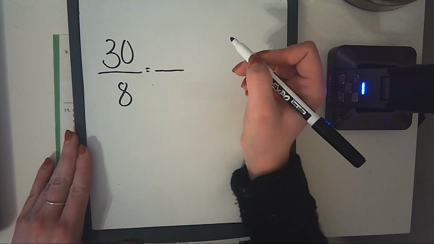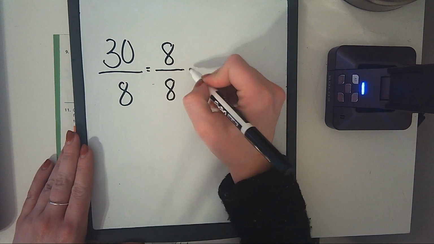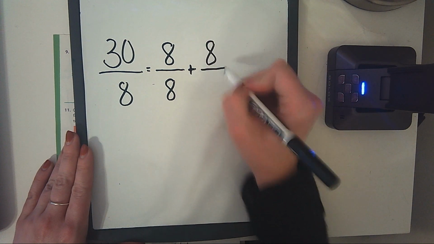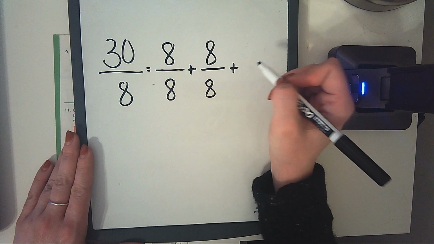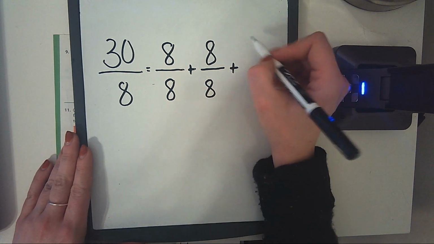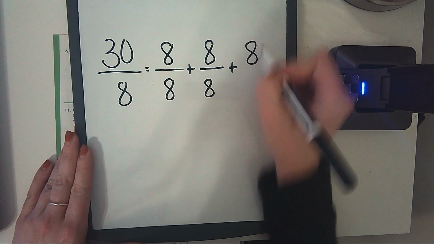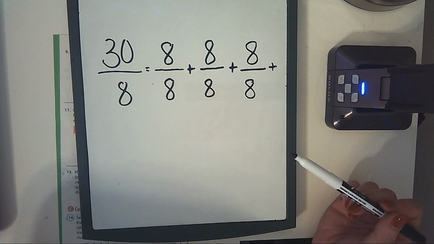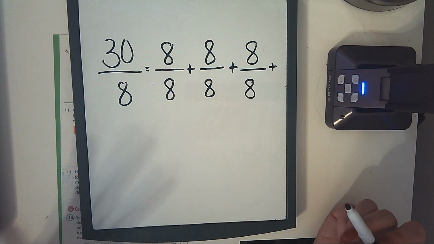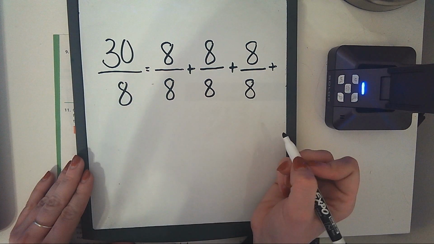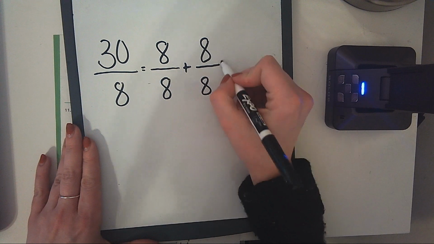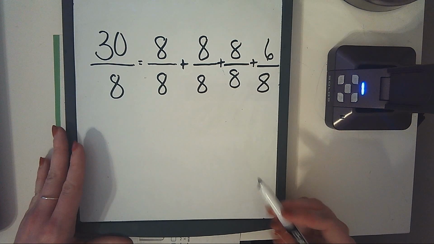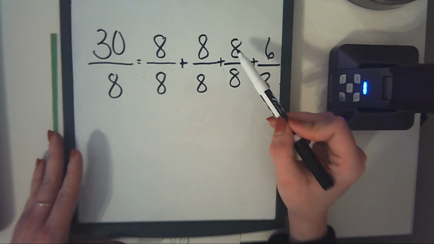We could break it up into the amount of wholes that we can make. 8/8. 8 plus 8 is 16, so I can make another 8/8. 16 plus 8 is 24, so I can have another 8/8. But 24 plus 8 is 32, and that is over 30, so if I count it up, I would have 6/8. I would have 6/8 left over because 8 times 3 is 24. 24 plus 6 is 30.